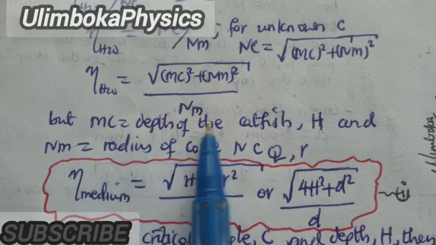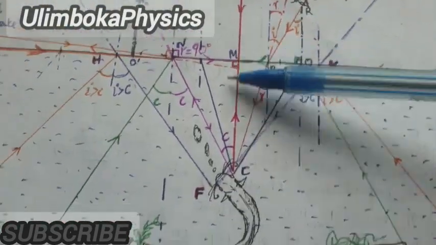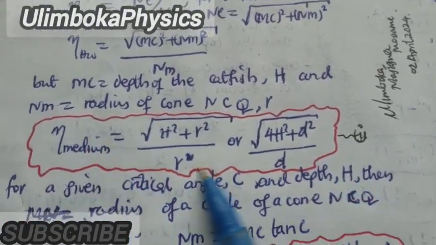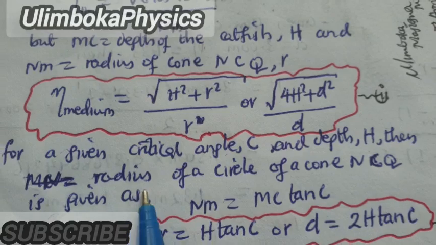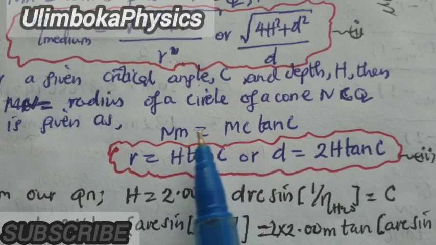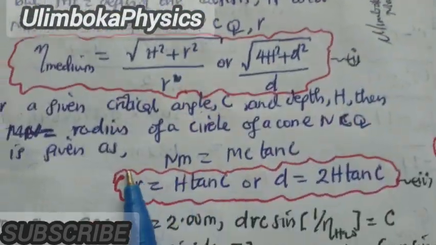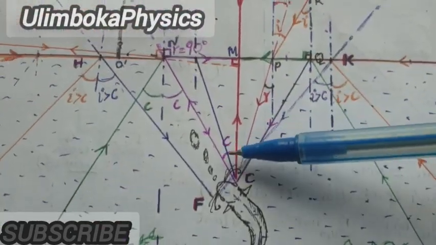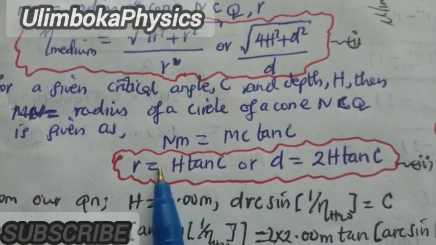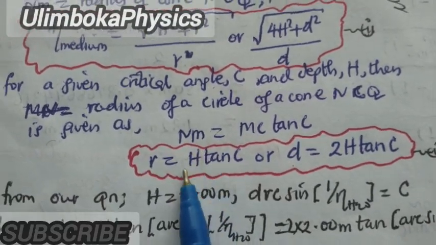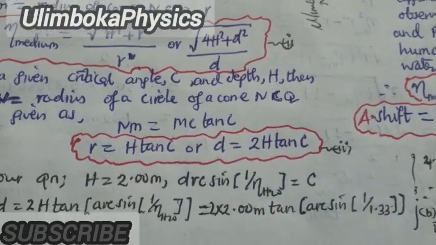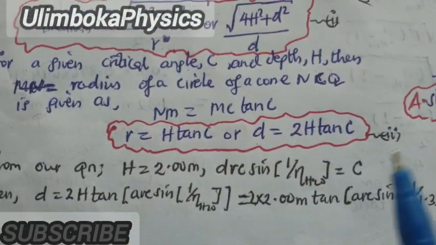And then we define these relations. The square root of MC is equal to the depth of the catfish H, and NM is equal to the radius of the cone, and then we substitute into the formula. We have another formula here. Okay, for a given critical angle C, the depth H can be calculated by considering the cone NCQ. Now NM, from the relationship of tan for this critical angle, is the opposite over adjacent. When we link opposite to adjacent, we'll have R equal to capital H, which is the depth of the fish, times tan of the critical angle. The diameter is equal to twice H times tan of the critical angle. Now this is our second equation.